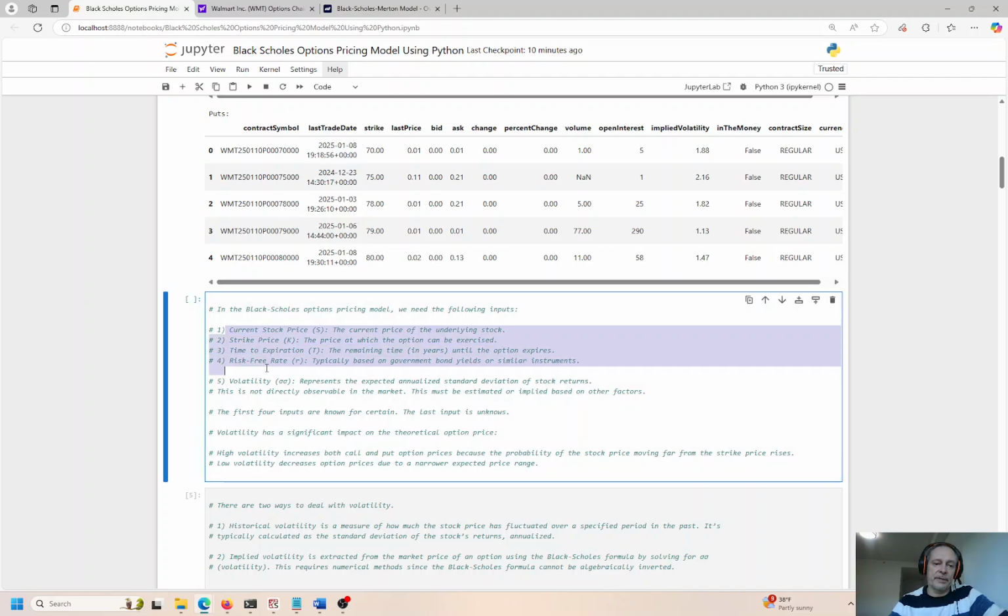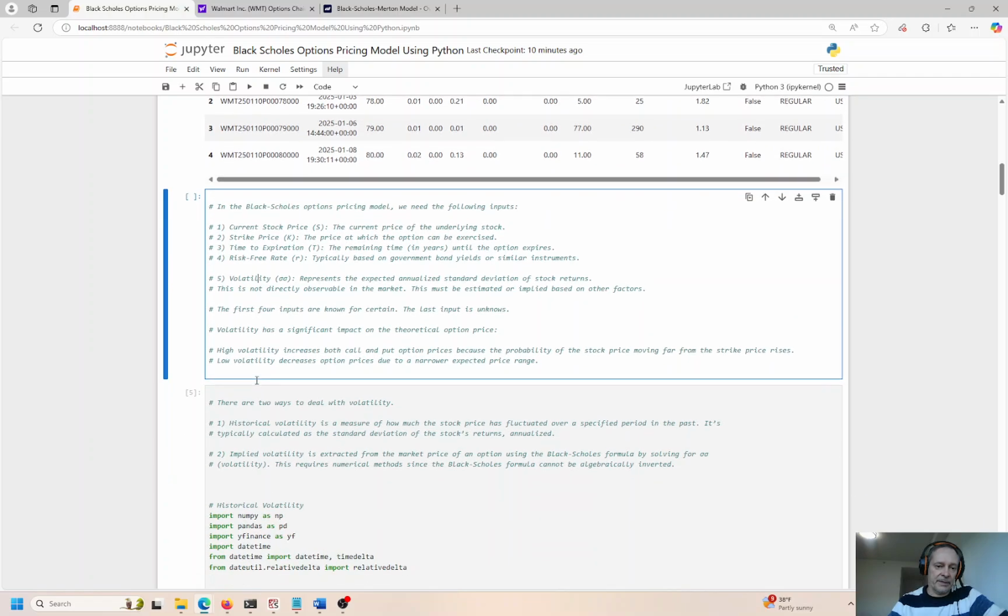We have the four givens right here. This is the unknown. Once we can try to derive this volatility pretty accurately, we can make a very precise calculation for what that option should be worth, and then we decide is it overvalued or undervalued. Okay, so it's very interesting.